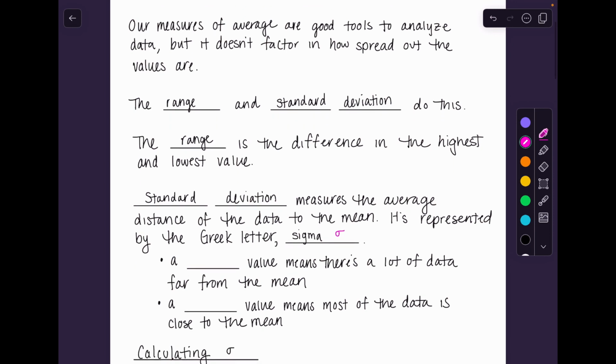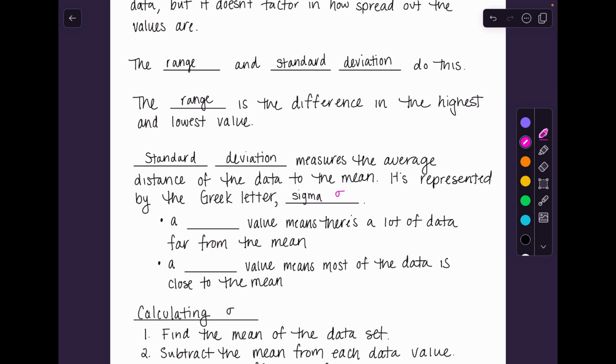Depending on the value of the standard deviation, it's going to tell you information about where your data is lying. If you have your average and you have a very large value for sigma in comparison to the mean itself, this means there's going to be a lot of data that's far from that mean. However, if you have a small sigma value, that means that most of your data is going to be nearby to the mean. So there's not too many outliers in this instance.